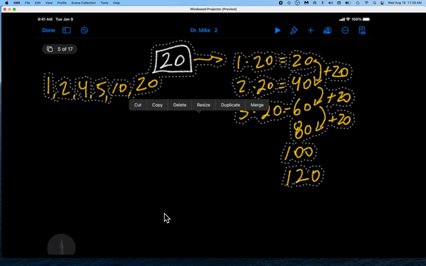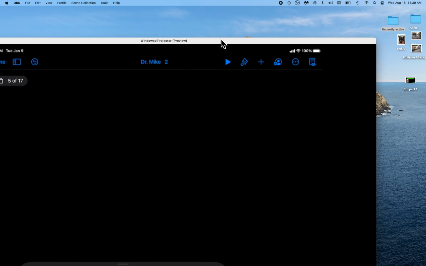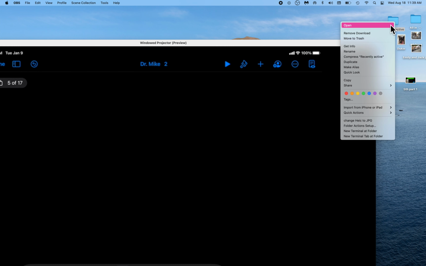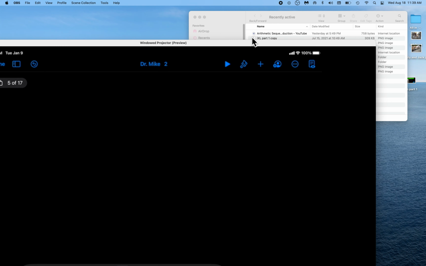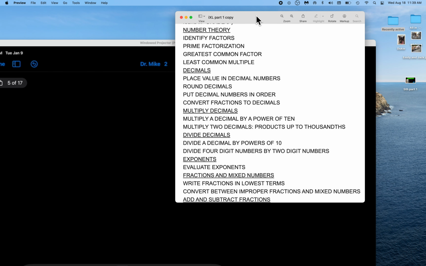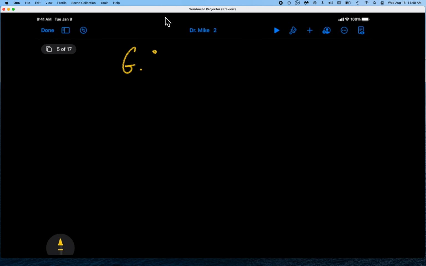Okay. One of the things you'll see in math is something called the greatest common factor. Okay, let me open this up again. Okay, here it is. Here's our list. Greatest common factor and the least common multiple. Let's talk about the greatest common factor first. Okay, let me write it here. It's often abbreviated as the GCF.